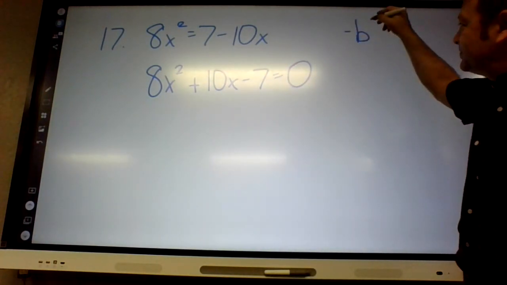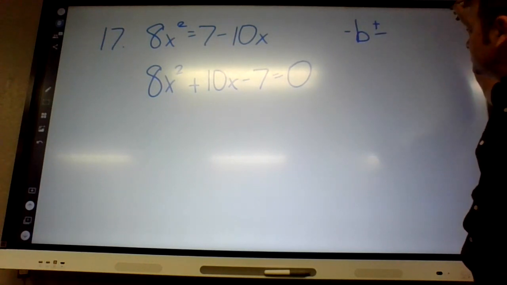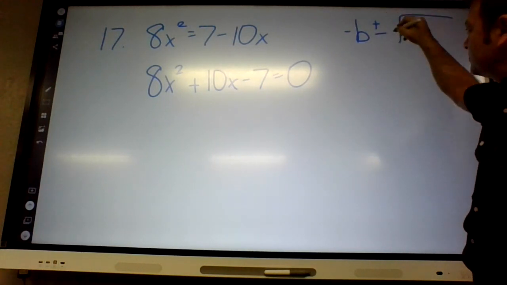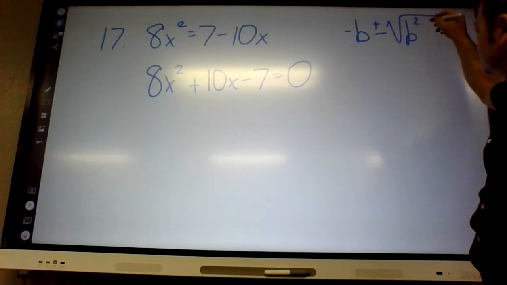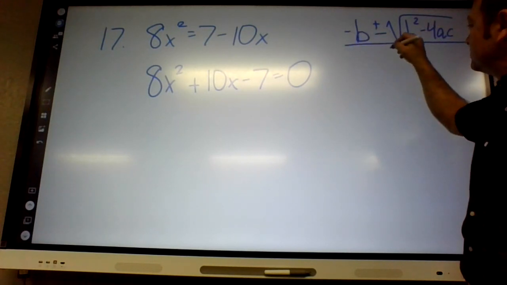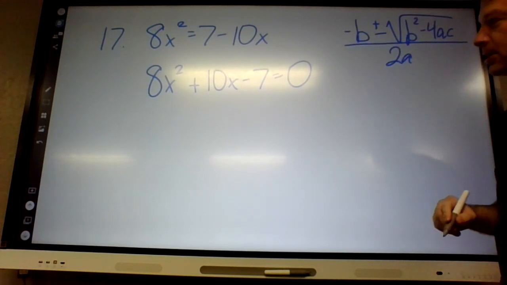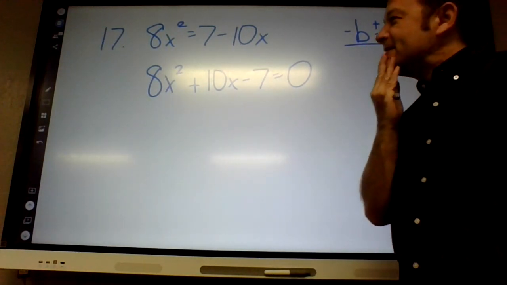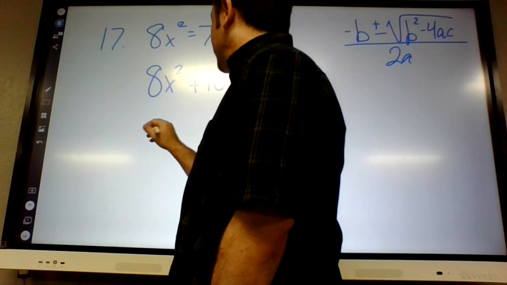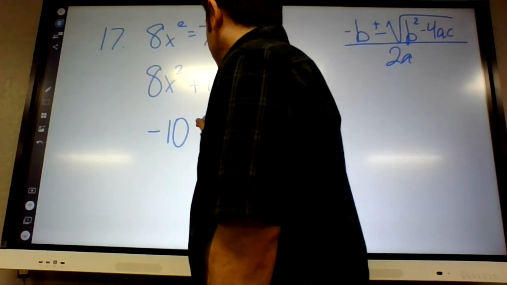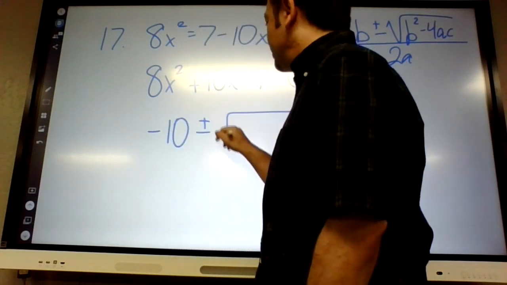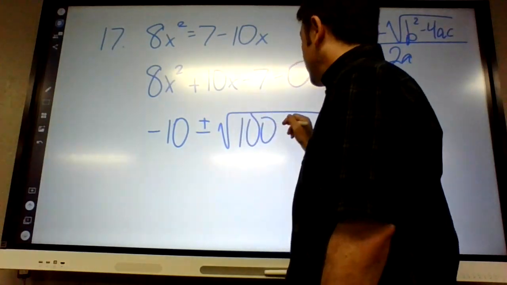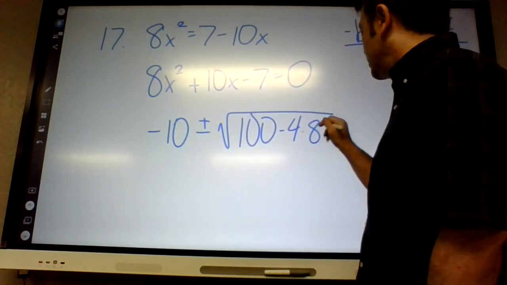Negative b what? Negative b plus or minus the square root of b squared minus 4ac, all over 2a. You guys did not remember that all yesterday. Well, I wrote it down, so half of you remembered it yesterday. Okay, anyways, get that in your brains. Negative b plus or minus the square root of b squared minus 4ac.